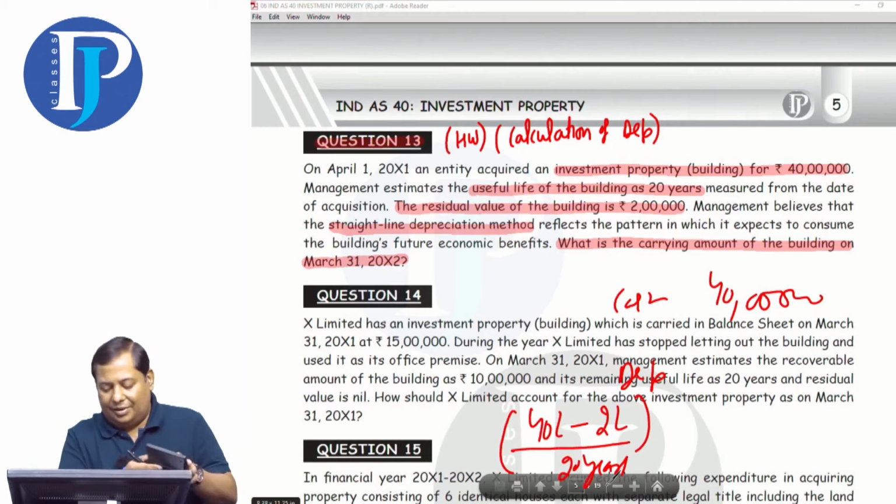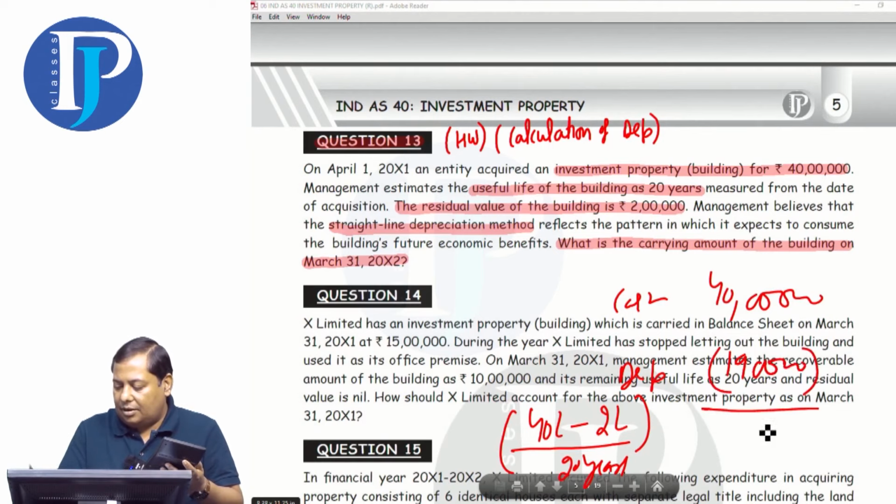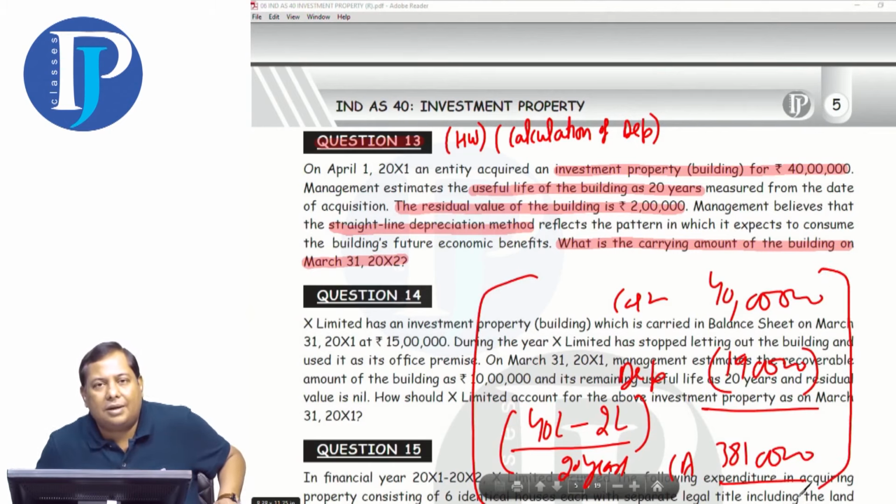Now calculate it all. Is that clear? 40 minus 2 and then divided by 20. So this will be 1,90,000 as depreciation. The carrying amount is 38 lakhs 10,000. So students, this is a very easy question.